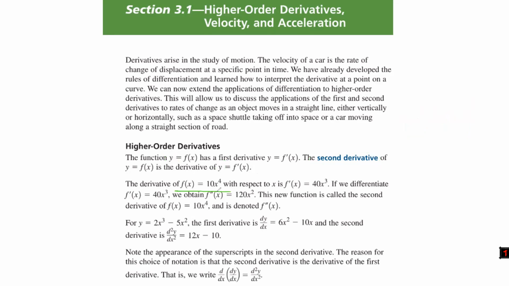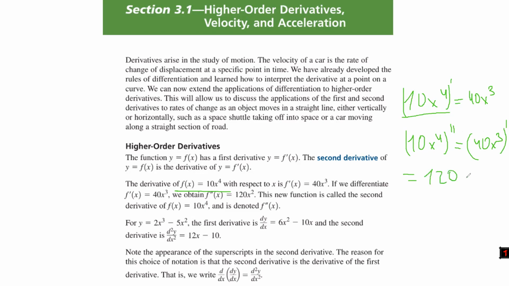Here is a simple example with a power function. Let's say we have 10 times x to the fourth power. The first derivative would be 40 times x to the third power. And we're looking for the second derivative. How to solve it? You find the first derivative first. You cannot skip one stage here, right? You have to find the first derivative, then differentiate the first derivative. And the second derivative of 10 times x to the fourth power would be 120 times x to the second power. That's the acceleration in the example.